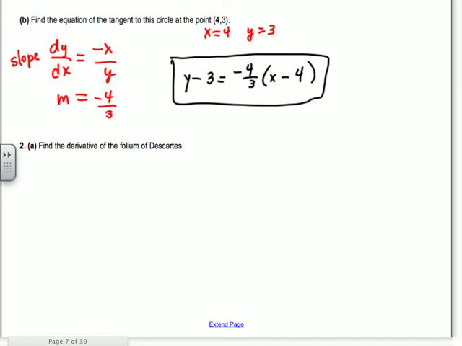Remember on the AP test, you always want to leave it in that form, because a lot of people get the calculus down, but then they'll mess up on the algebra part. So they'll make simple mistakes there.